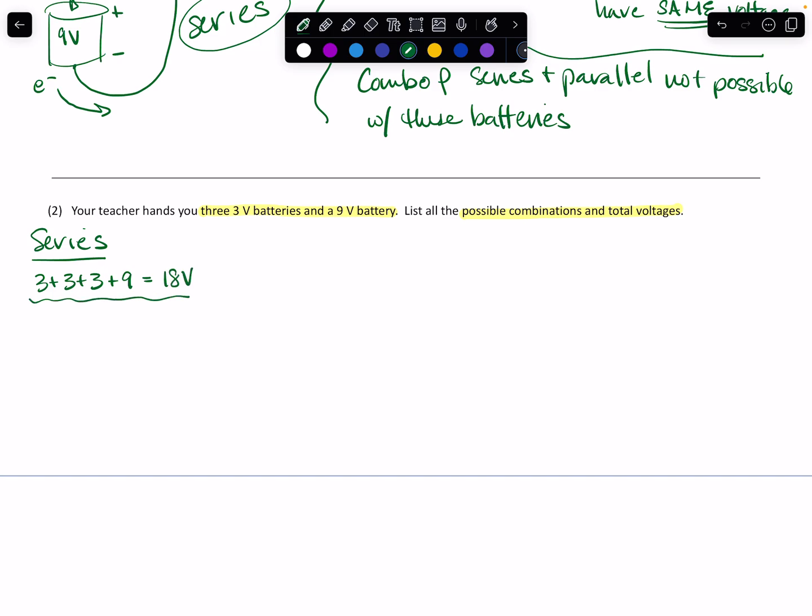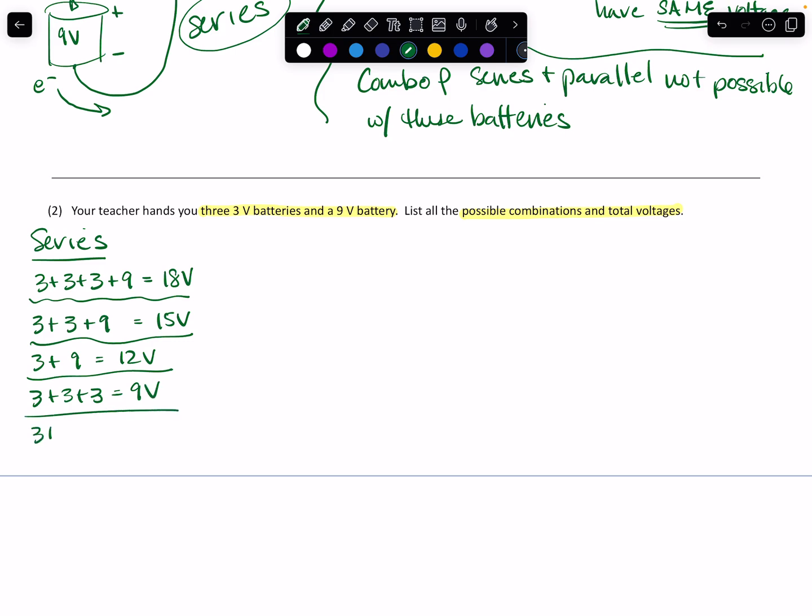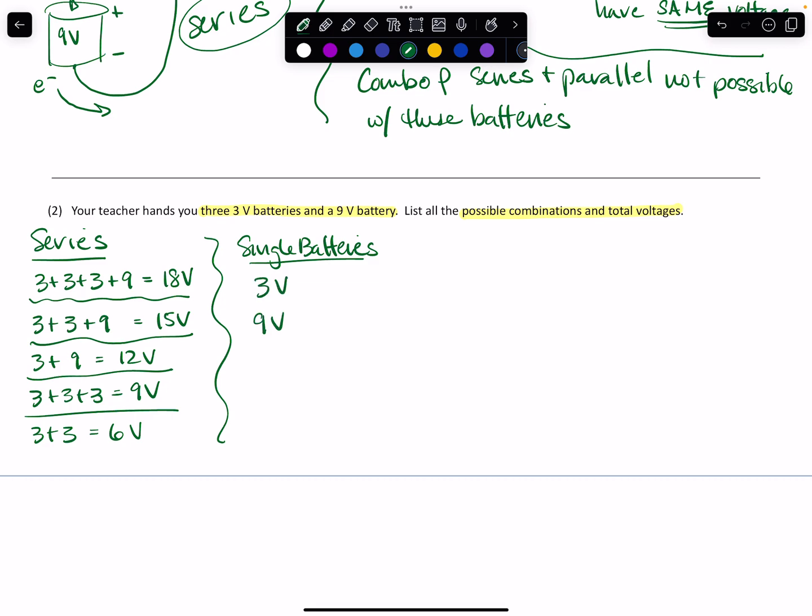All right, I also could drop a battery. So maybe I do 3 plus 3 plus 9, so that'll be 15 volts. Or I could do 3 plus 9, which is 12 volts. Or I could do 3 plus 3 plus 3, and that's 9 volts. Or I could do 3 plus 3, which would be 6 volts. So those are all my series combinations. I could just have single batteries. If I do single batteries, I either have 3 volts or 9 volts. That seems pretty straightforward. Now parallel.